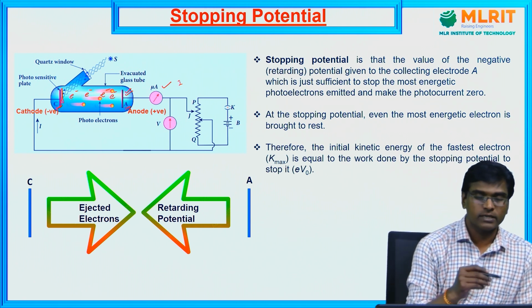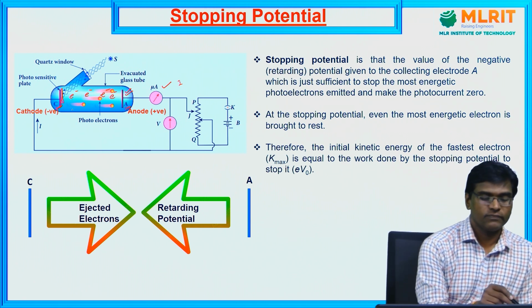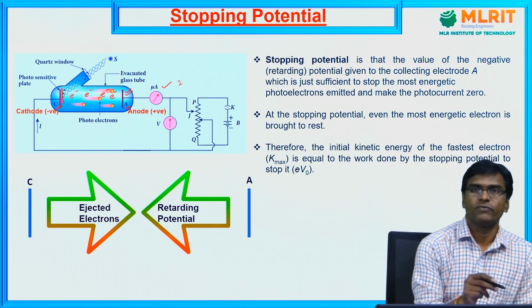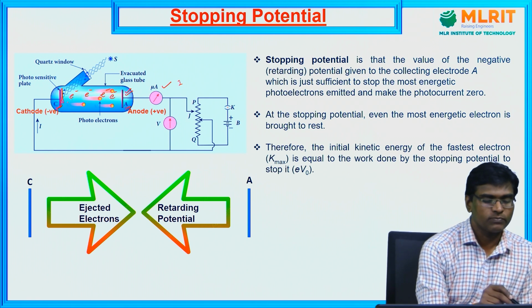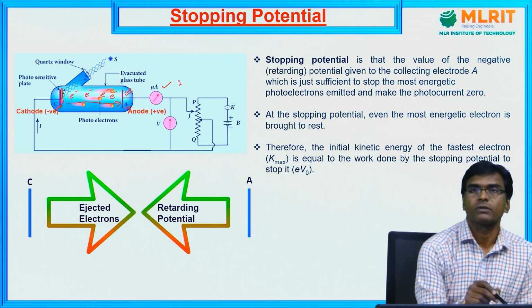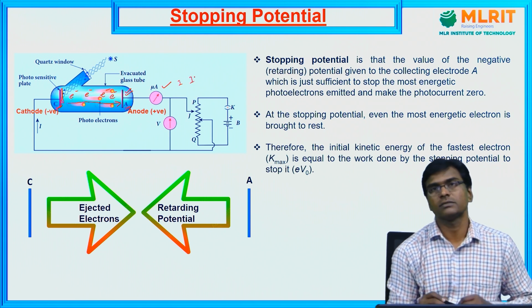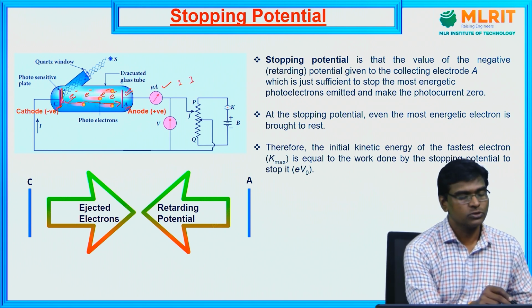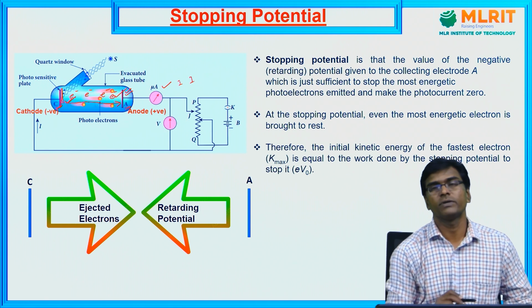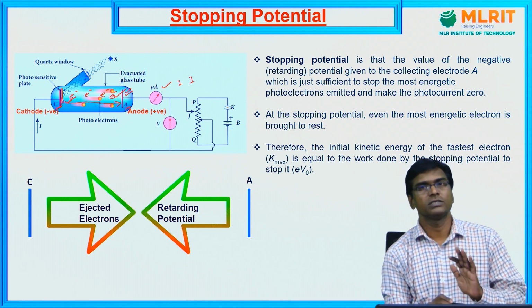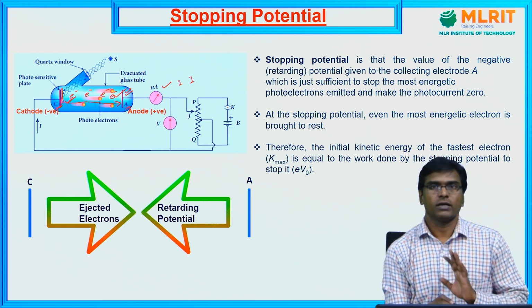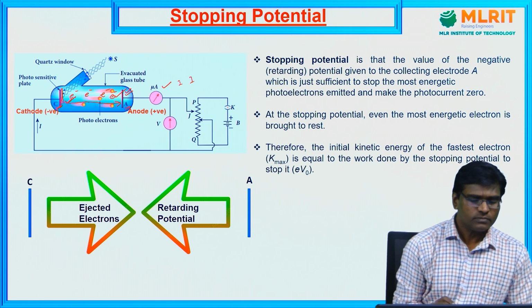If you increase the potential difference between C and A further, almost all the electrons will reach the collector. Then it gives the saturation current, meaning that most of the electrons ejected from the surface are reaching the collector. This constitutes the photocurrent.